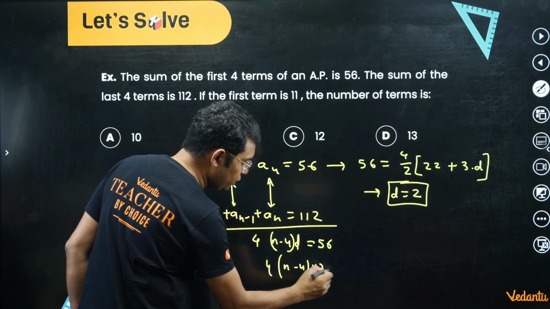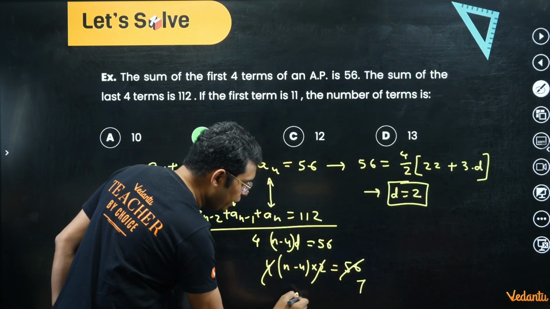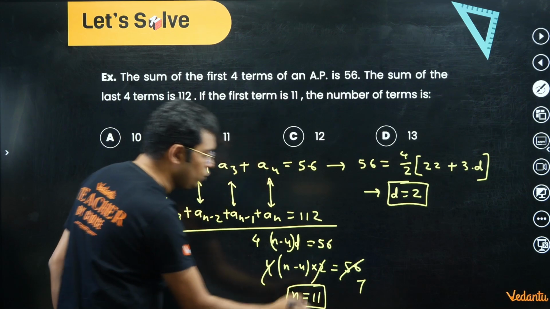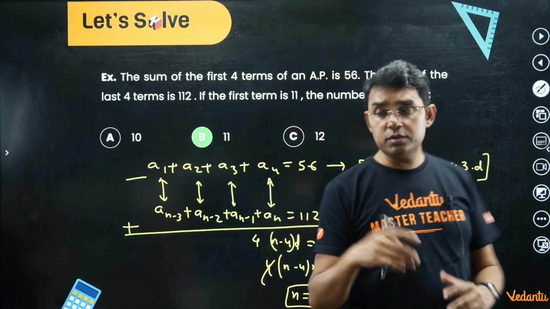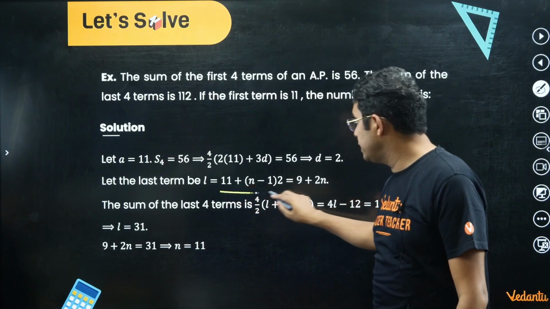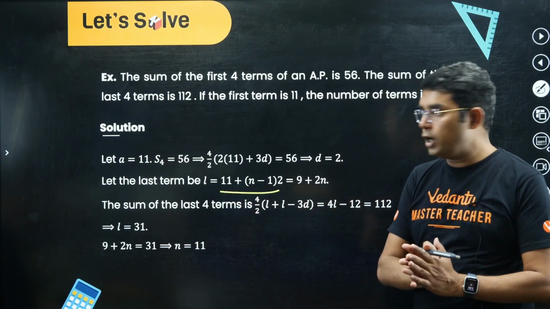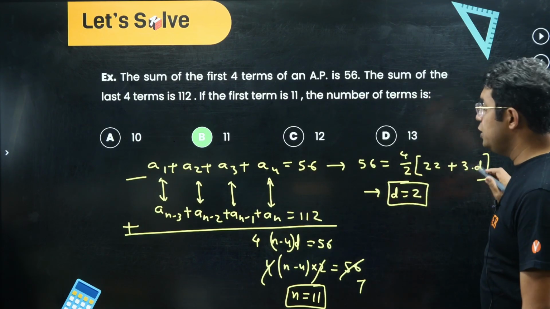4 into 2 is equal to 56. So 4 into 2, 8, cancel it 7 times. So n is equal to 11. So this is how also you can do it. In fact, if you know what d is, you can use that last term L will be equal to some, this thing, and then the second last term. That way also you can do it. But I think what I have done, definitely you will like these two methods.